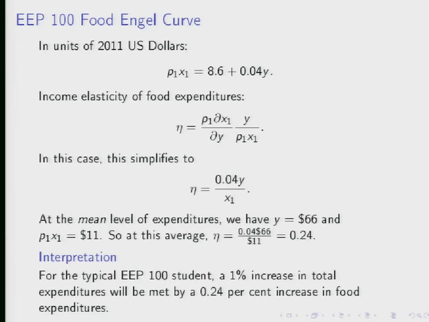Okay, so I've got this thing here. If I take the partial derivative of P1 x1 with respect to y, what do I get? This is the Engel curve. If I take the partial derivative with respect to y, y only shows up here, so it's just 0.04. So this part is just 0.04. And then we multiply times total expenditures, and we have x1 here, oh, hold on, that's a mistake. It should be P1 x1.